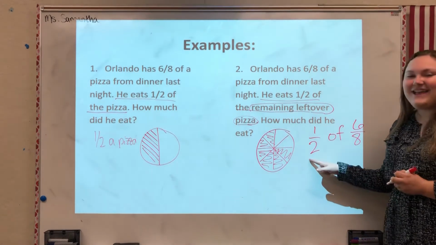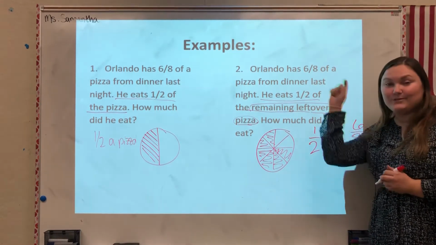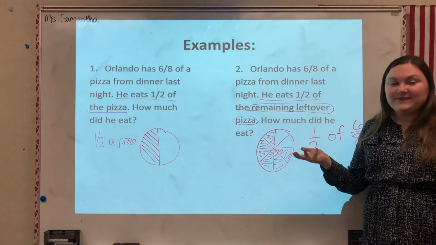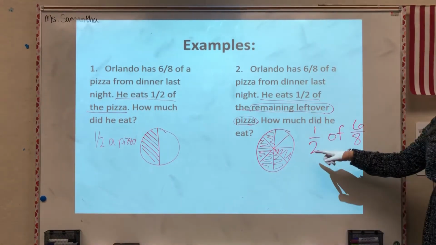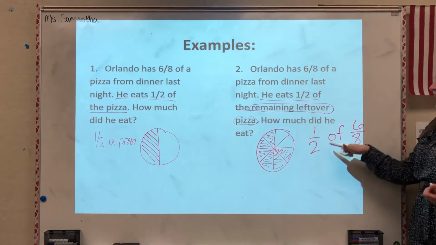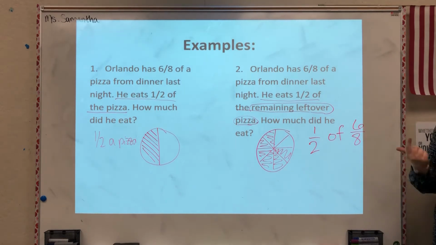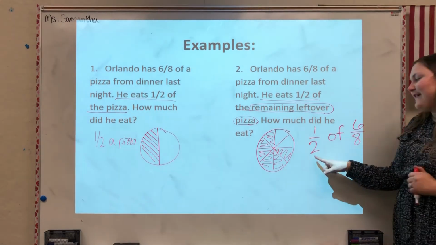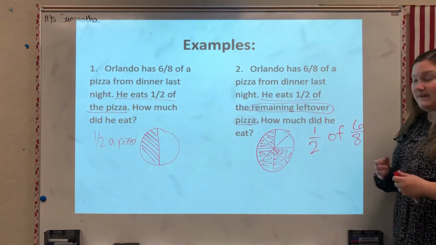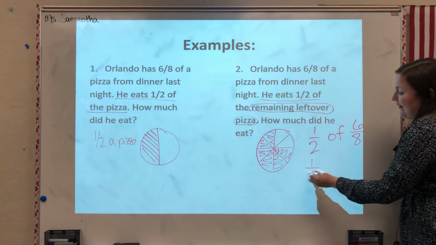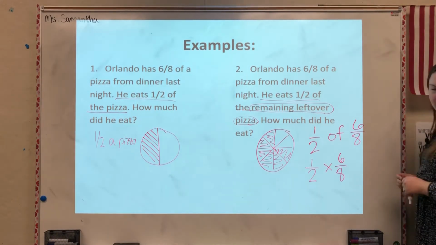Now I'm writing it like this for a reason. I'm writing it like this because this is very similar to what we were doing before. The difference is instead of half of the 20 Rice Krispie treats, we're now doing half of a fraction, half of that 6/8 of the pizza. Similar to what we were doing before, if you were trying to find a fraction of something, it's the same idea as multiplication. We want to do 1/2 times 6/8.